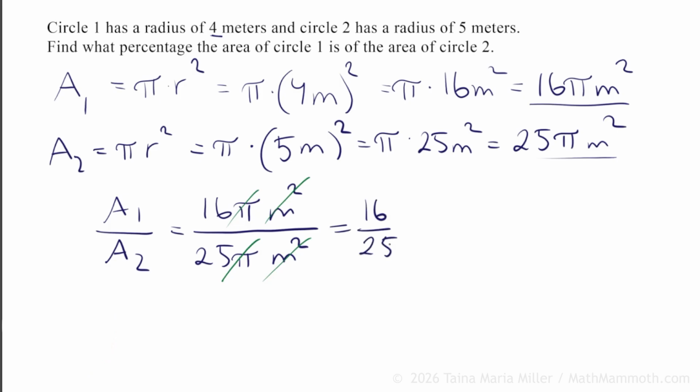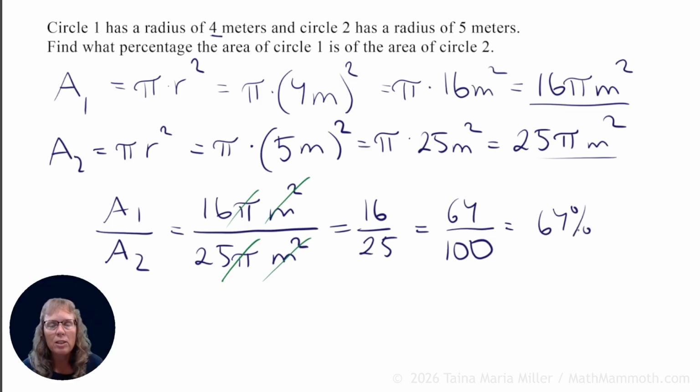To give this as a percentage, I don't need a calculator because 25 goes into 100 evenly. 4 times 25, and then 4 times 16. What's that? Well, I can double and double again. Double 16 is 32, and double that is 64. So the final answer is 64%, answering the original question.